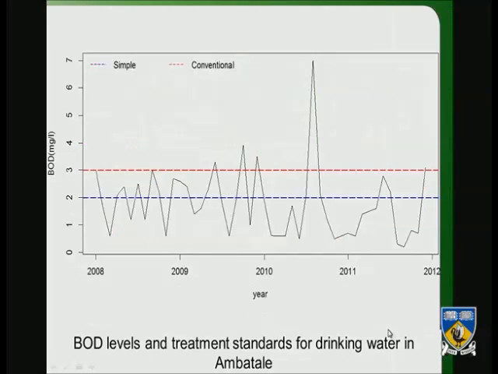So if you see this one, I'm just using only one water quality parameter since these are limited slides and so on. So if you see the BOD, biochemical oxygen demand, these are the two levels. The blue line shows the simple treatment, and the red line shows the conventional treatment. You can see most of the time we can't be happy with simple treatment, so we have to go for conventional treatment, and there is a risk of exceeding even these levels.